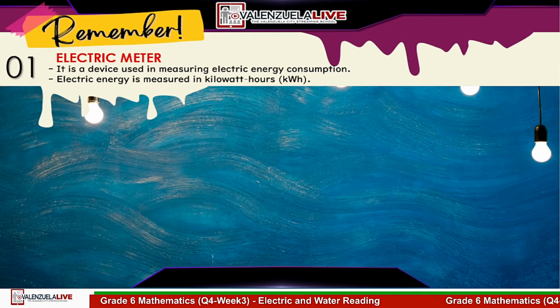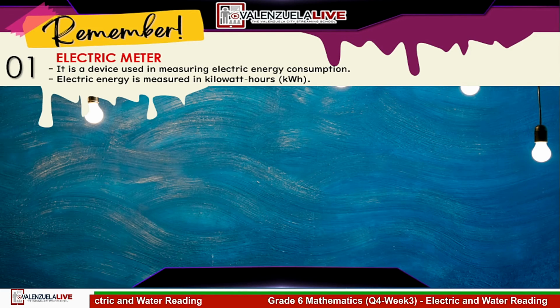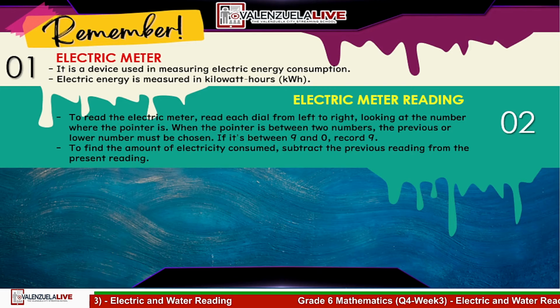Number 1. Electric meter is a device used in measuring electric energy consumption, which is measured in kilowatt hours. Number 2. To read the electric meter, read each dial from left to right, looking at the number where the pointer is. When the pointer is between two numbers, the previous or lower number must be chosen. If it's between 9 and 0, record 9. And to find the amount of electricity consumed, subtract the previous reading from the present reading.